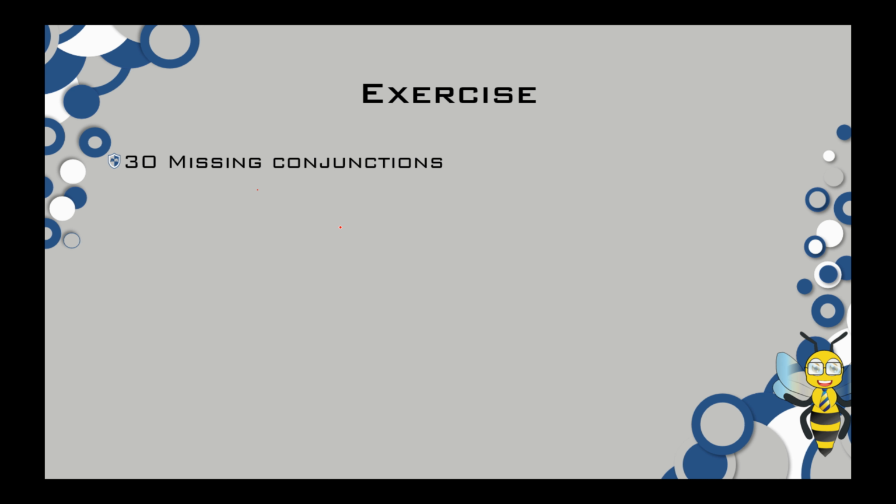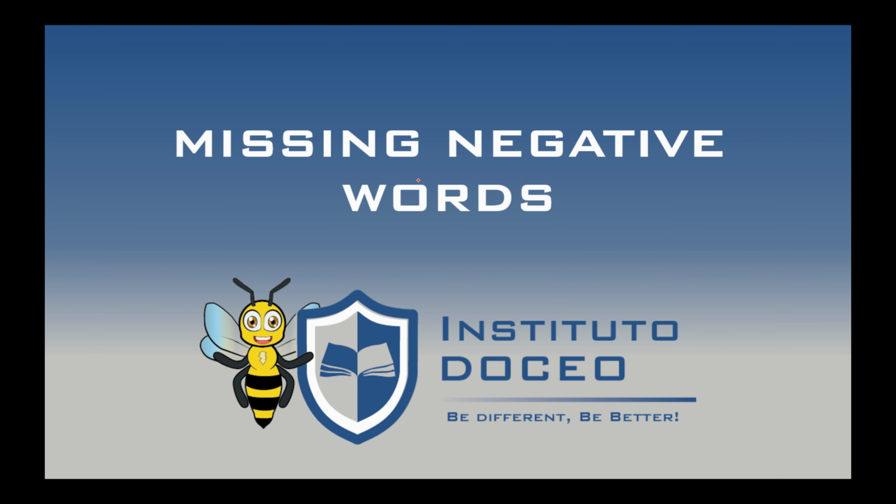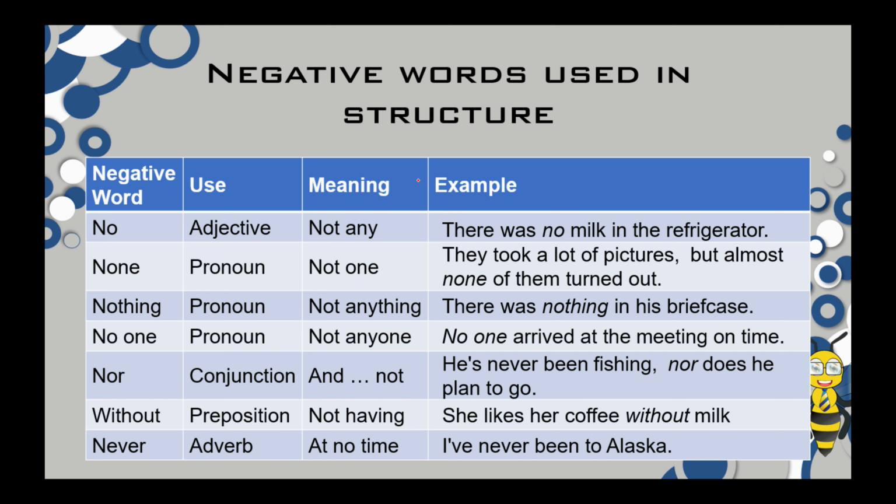Now let's talk about conjunctions and missing negative words. These words might be like no, none, nothing, no one, nor, without, or never. The first thing that we need to know is the use of this word. We need to identify what part of a sentence that word is.